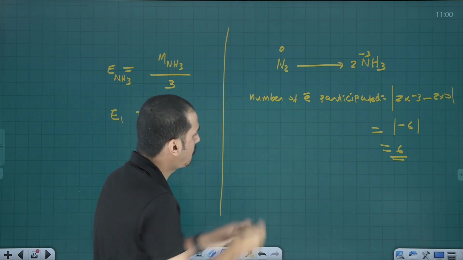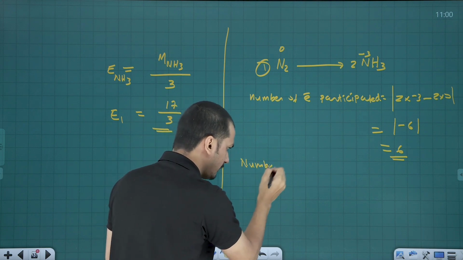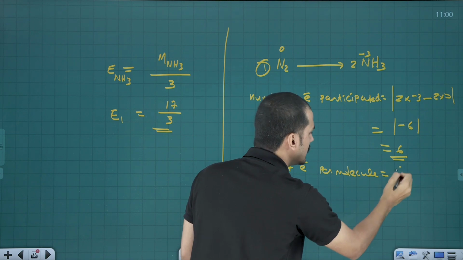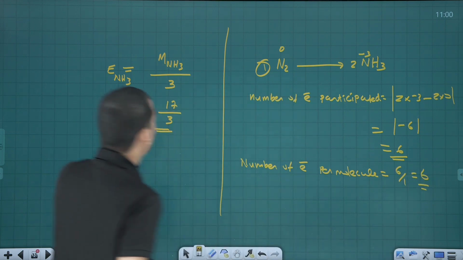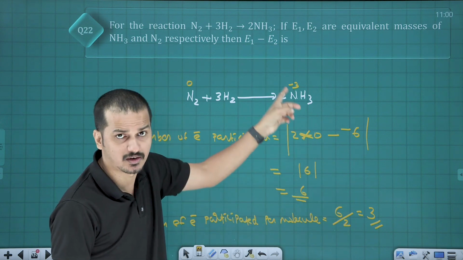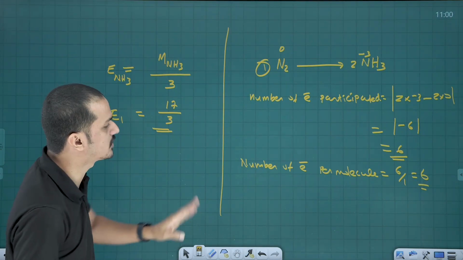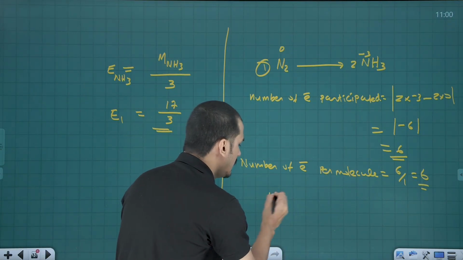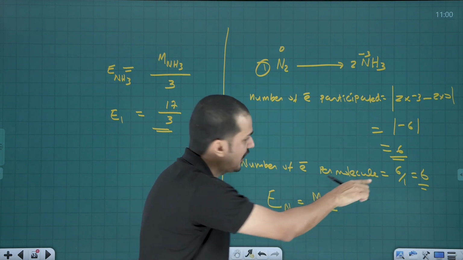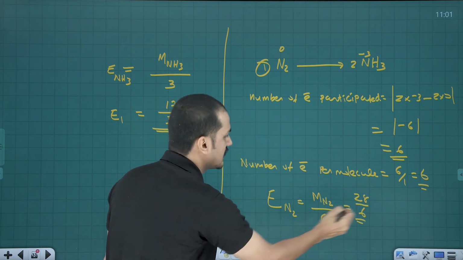What about the number of electrons per molecule? We are looking at nitrogen. Only one molecule is there. So number of electrons per molecule is 6 by 1, 6 itself. Why did we divide with 2 there? Because in the case of ammonia, 2 ammonia was there. Here only 1 nitrogen is there, so that stoichiometric coefficient is important. Then what's the equivalent mass? Equivalent mass of nitrogen is equal to molar mass of nitrogen divided by N factor. N factor means 6, so molar mass is 28 by 6. So that is actually E2.